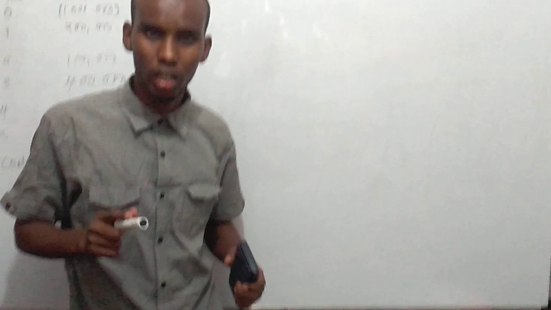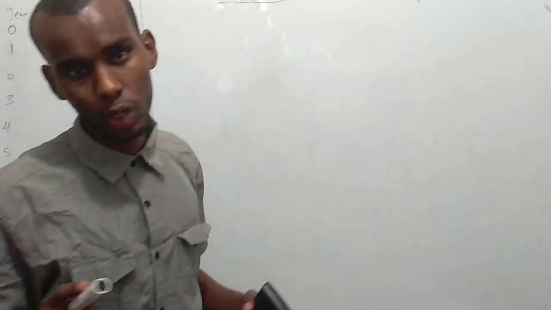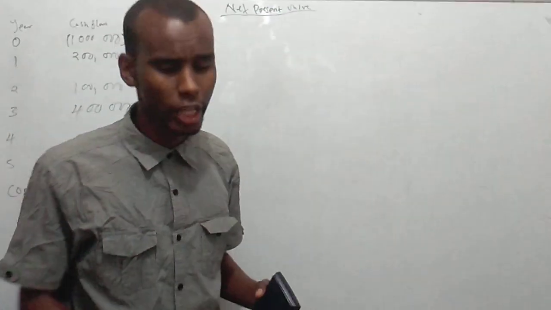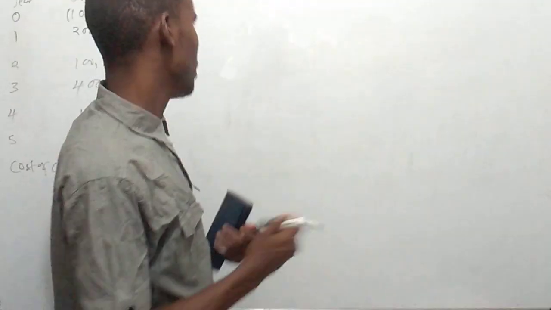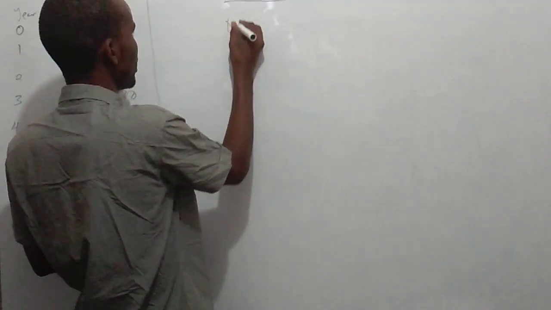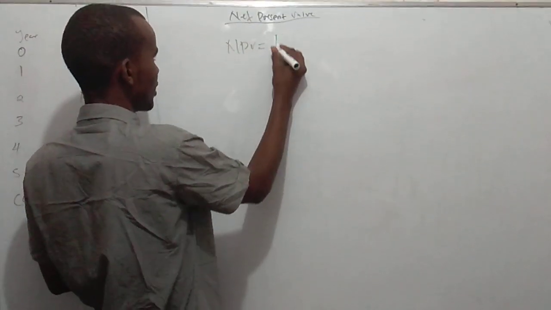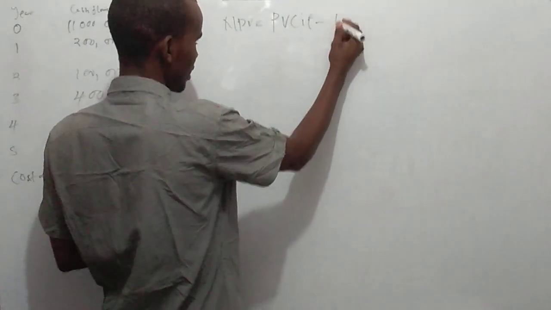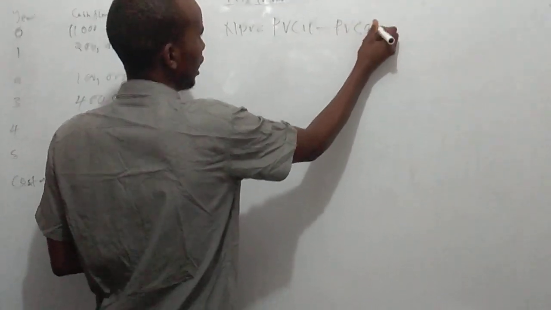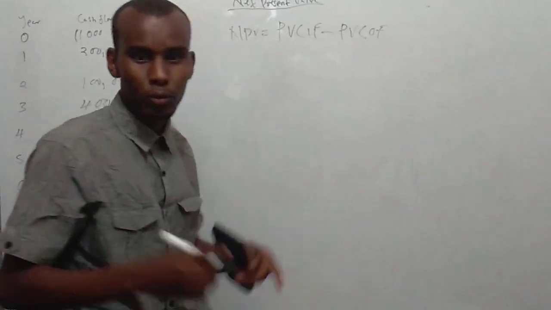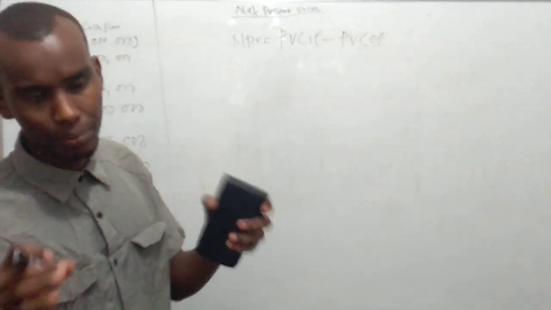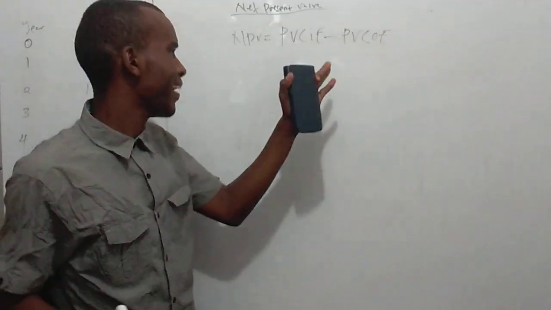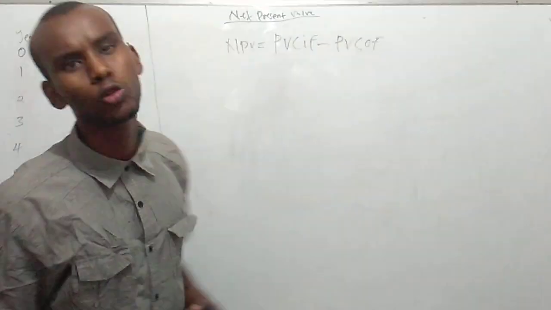So today I want to see how to prepare net present value (NPV). Remember, I'm going to give a short formula for NPV. Remember, we say NPV is equal to present value cash inflow minus present value cash outflow. We simply subtract the present value cash outflow from the present value cash inflow.